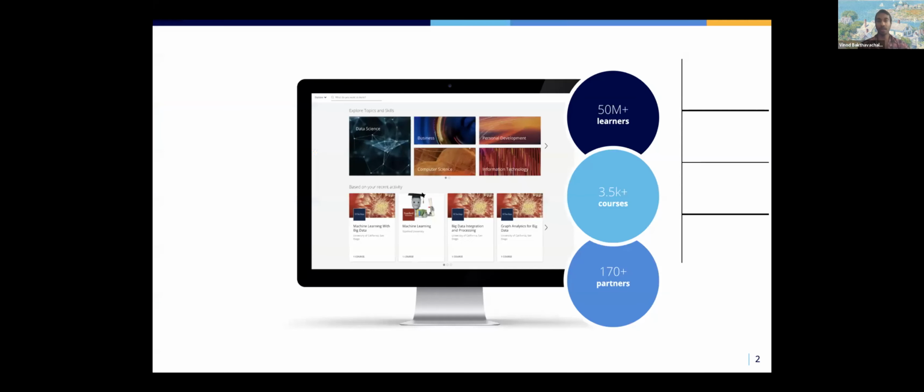And for those who aren't familiar, I want to start with a little bit about Coursera. So Coursera is an online platform for higher education. We work with universities and companies around the world to take their content and put it online on our platform to be available to everyone. We have about 50 million learners today. It's sort of every country around the world.